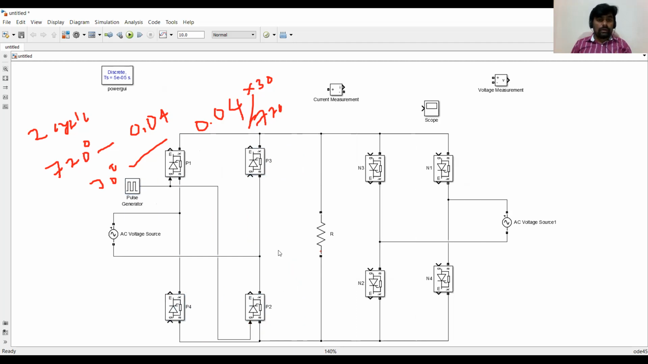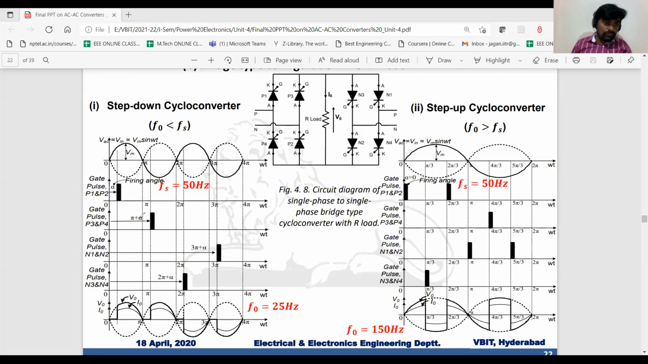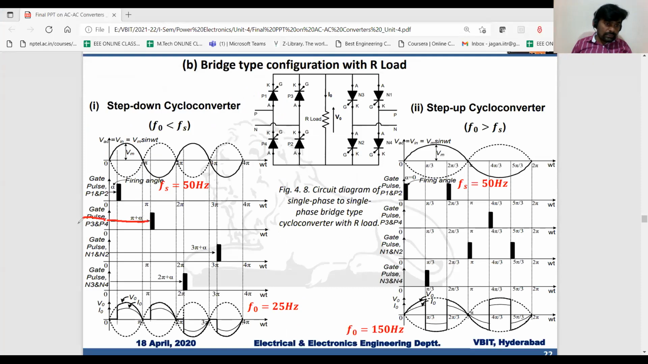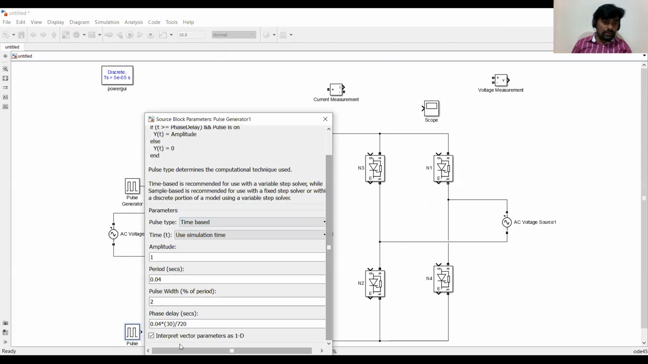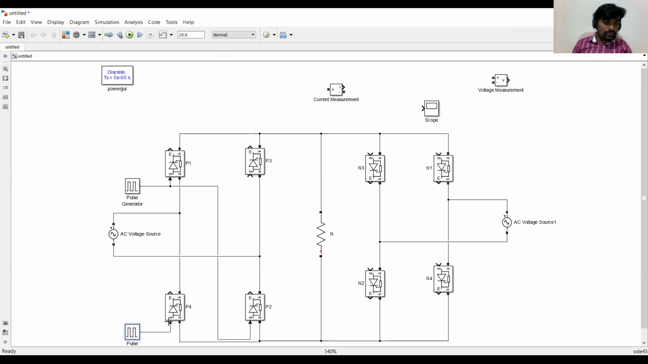Okay. Now, after 180 degrees, I will go to that PPT again so that you will have some idea. So after 180 degrees, P3, P4 should be triggered. So now I will go to the untitled model. Now I will take the same pulse generator from there and copy it here, and now after 180 degrees, so it is 30 plus 180 degrees. And it is given to P3 as well as P4.